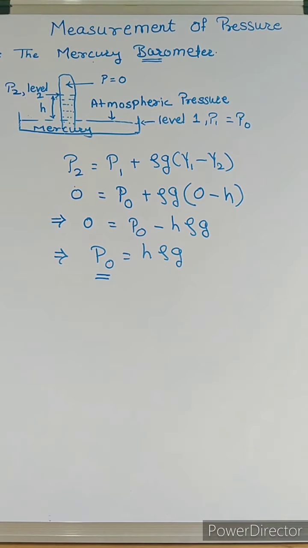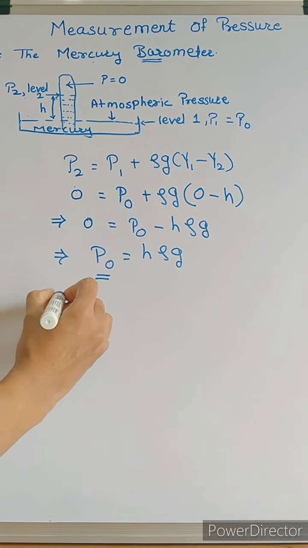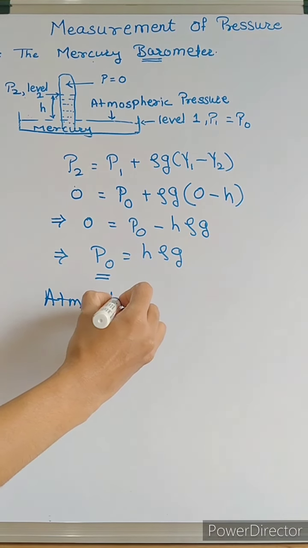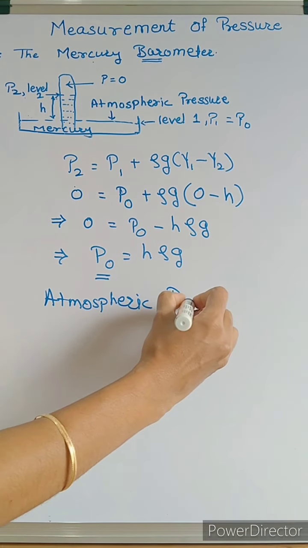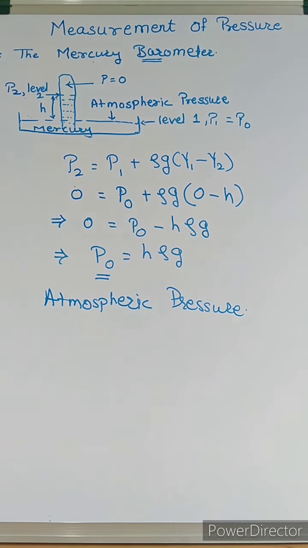What is P naught? P naught is nothing but the atmospheric pressure. It means we can say that the mercury barometer is useful to determine the atmospheric pressure. I hope you understand this. Now what is rho? In this case rho is the density of the mercury. This instrument is useful for weather forecasting as well as in research labs. Now we will move ahead with the second apparatus, that is the open tube manometer.